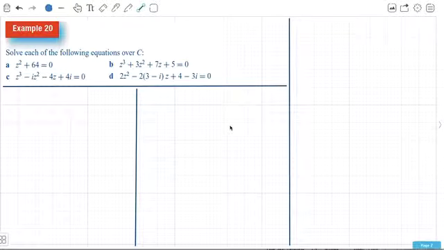Right, let's solve each of these equations over C. The key thing here is that this is asking you to solve, not to factorise. That's the thing that's different to what we've done previously. So let's look at the first one.